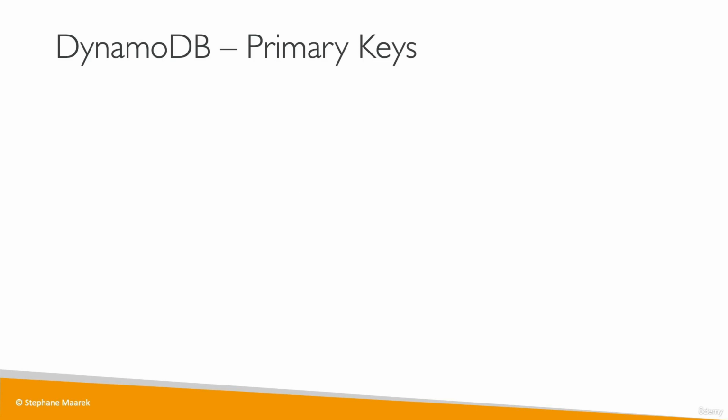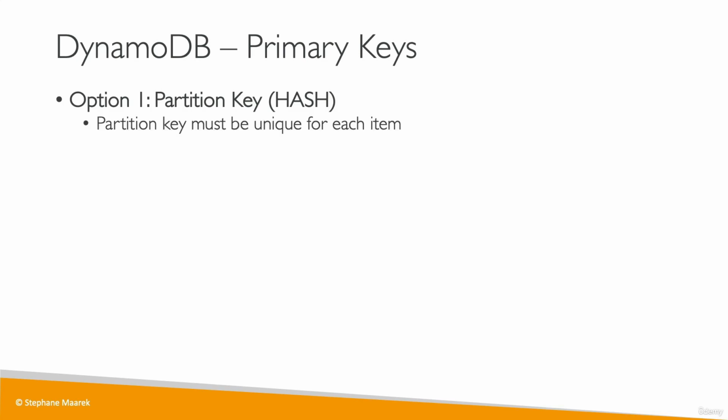Now, a very important point to understand is how to choose a primary key for DynamoDB, and the exam will definitely test you on the knowledge of this. So you have two options for primary keys, and the first one is called a partition key, also called a hash strategy. The partition key in this case must be unique for each item, which is very similar to a normal database. And therefore, the partition key must be diverse enough so that your data is going to be distributed.